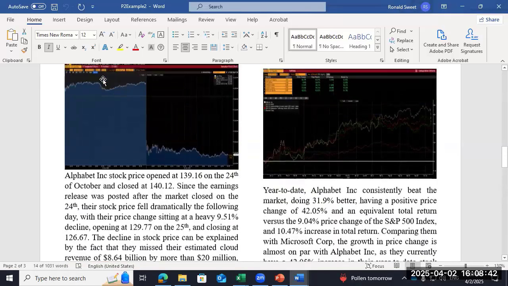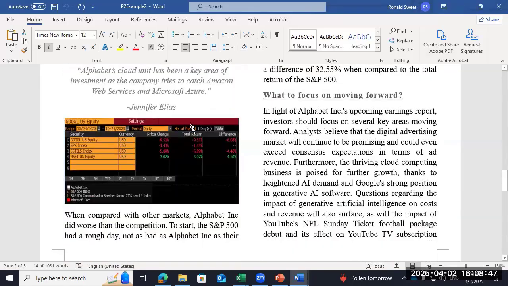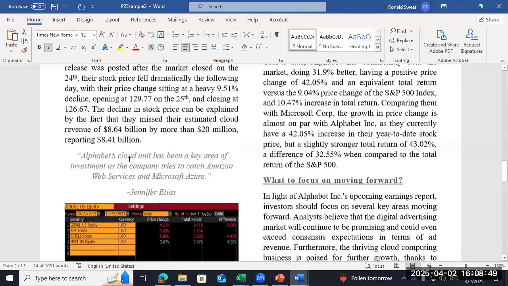But you want to talk about how the stock did on that day. You have to do that. You need to compare it to the market. And then there's other things you can do.